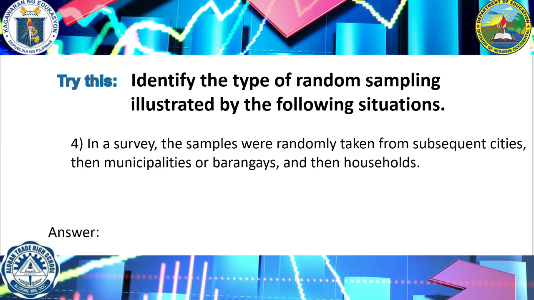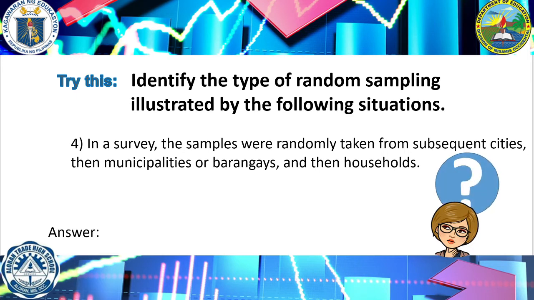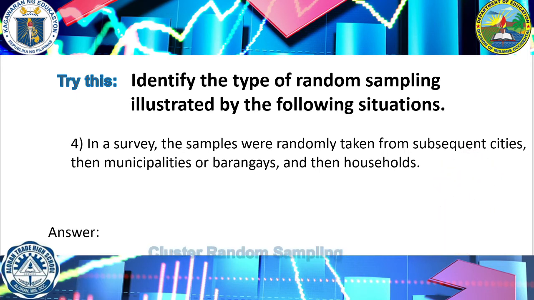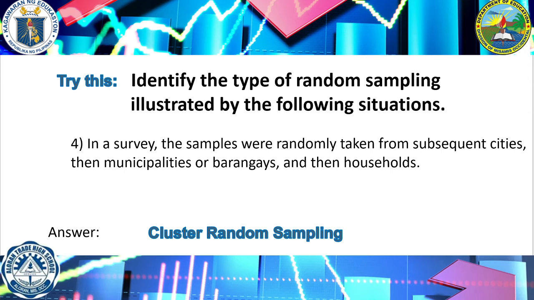Next, in a survey, the samples were randomly taken from subsequent cities, then municipalities or barangays, and then households. What random sampling is used in this situation? That is correct. Cluster random sampling.